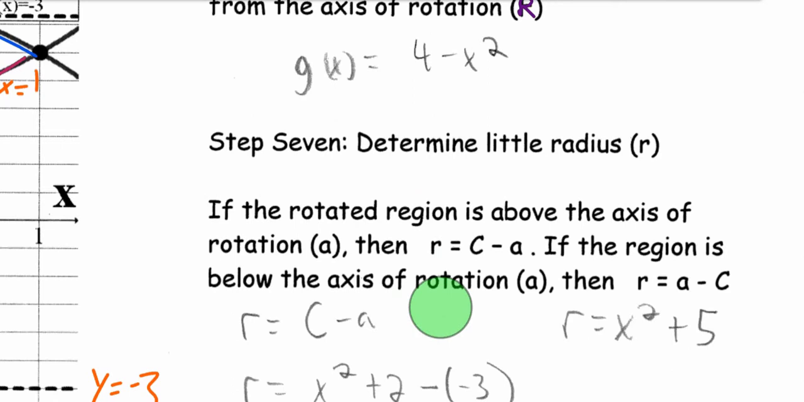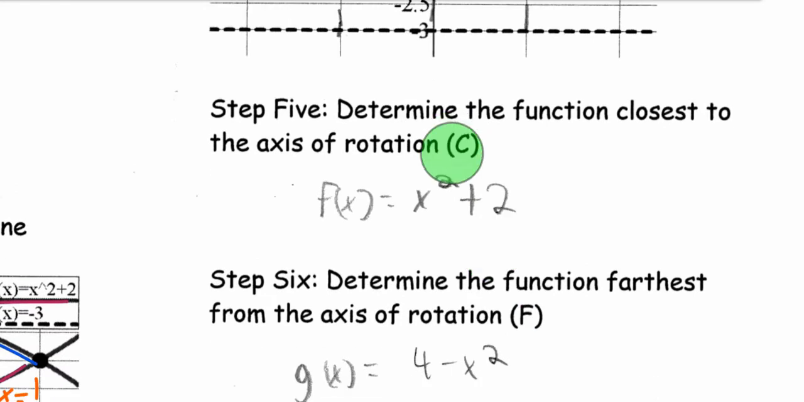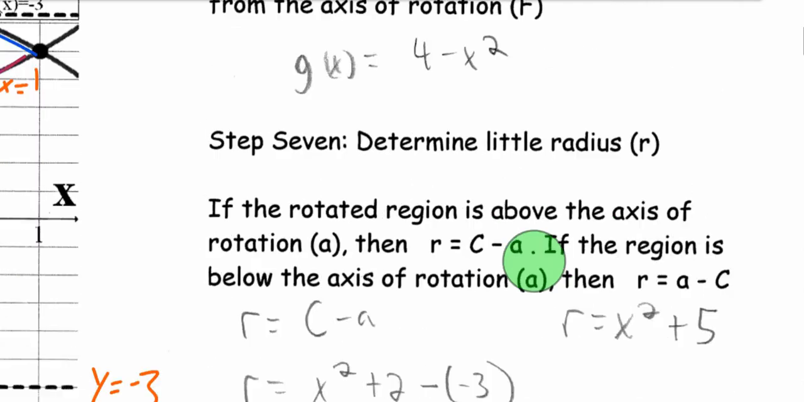What we're going to do now is determine our little radius. If the region being rotated is above the axis of rotation, then r equals c minus a. And the reason we want to choose c is because it's closest, so we will call this function c. The function furthest away, we will call f. Alright, so the next step is to determine your little radius.